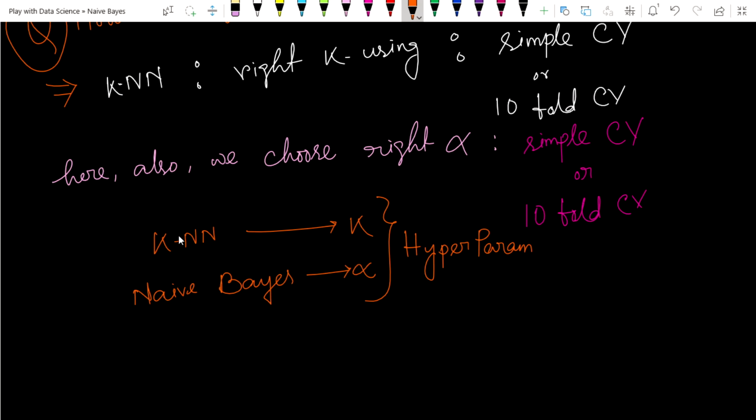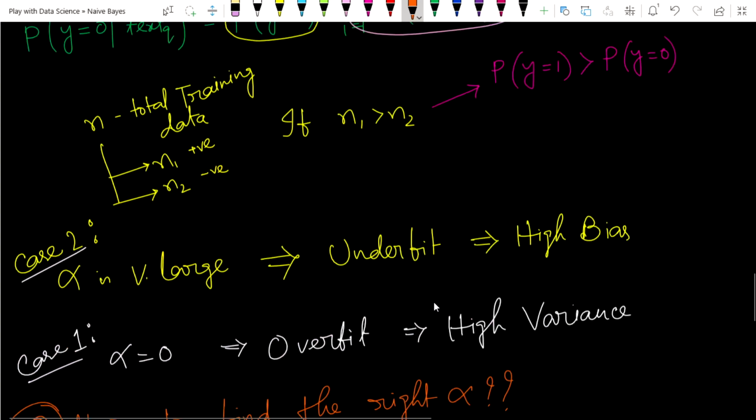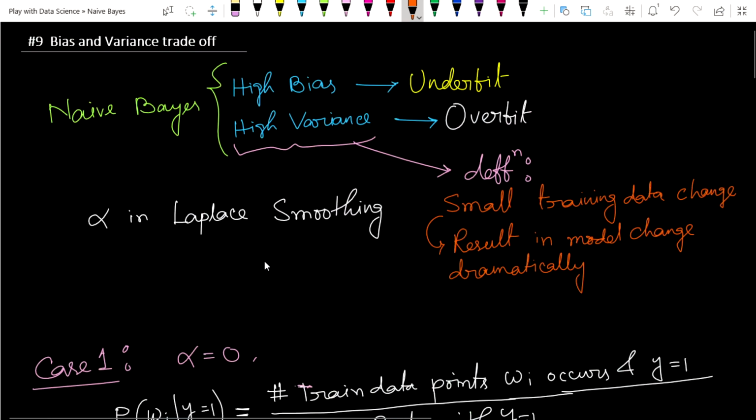So to handle the trade-off between bias and variance, we have to choose the right hyperparameter. If we choose the Naive Bayes algorithm, then we have to choose the right alpha. If we choose the KNN algorithm, then we have to choose the right K. I think this concept is clear, and you see the importance of hyperparameters.